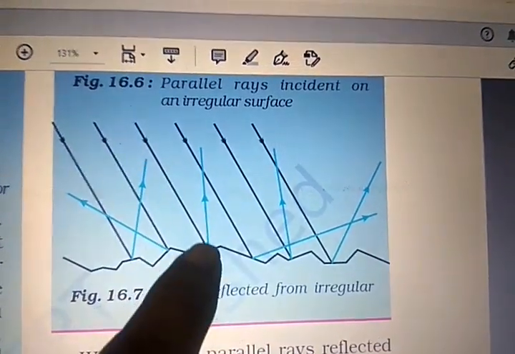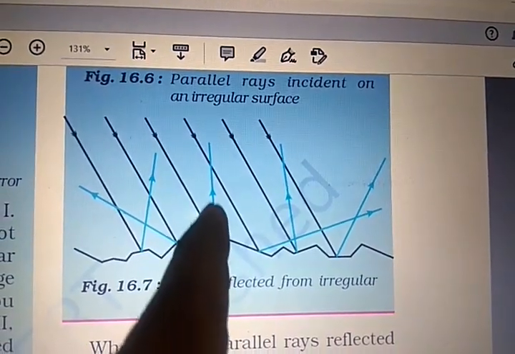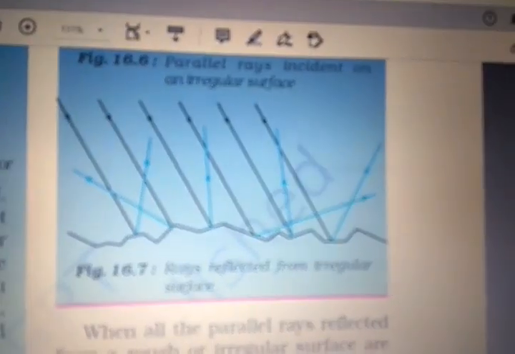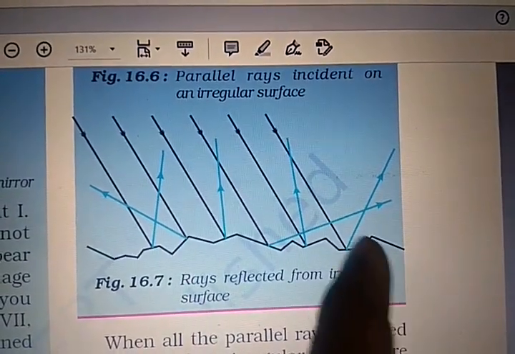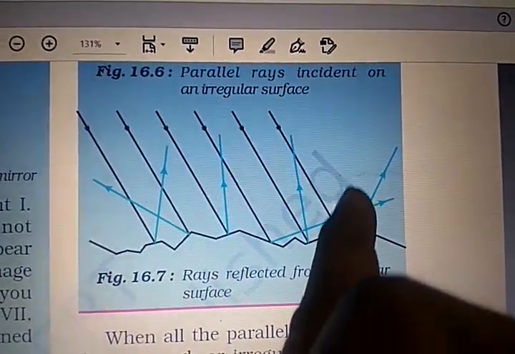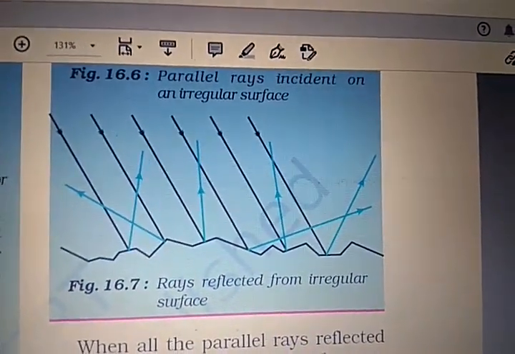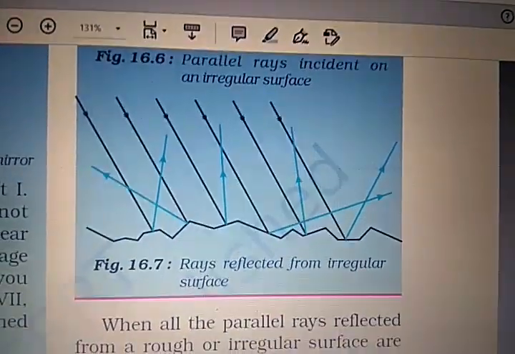Now this is the incident ray, the reflected ray is here. When you draw the normal from here, it just bisects them. So everywhere it just bisects, you see here. Here also when you draw the normal over here, they bisect each other, meaning the law of reflection is applied.